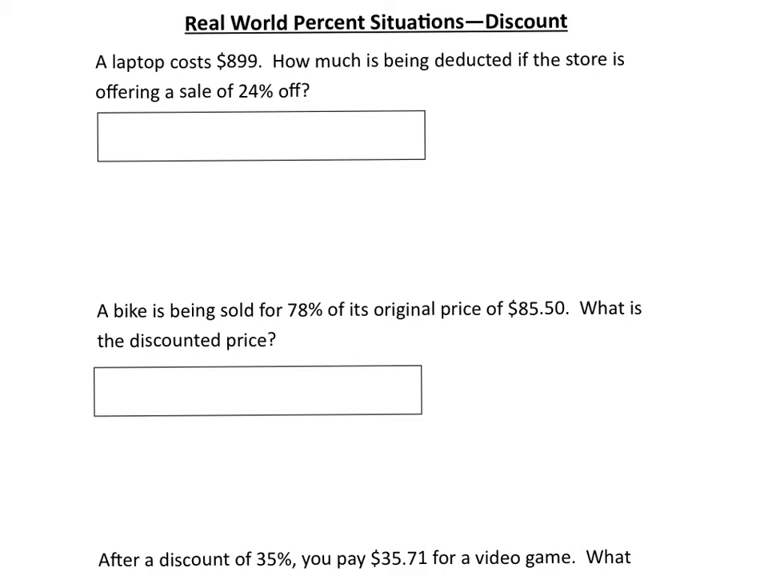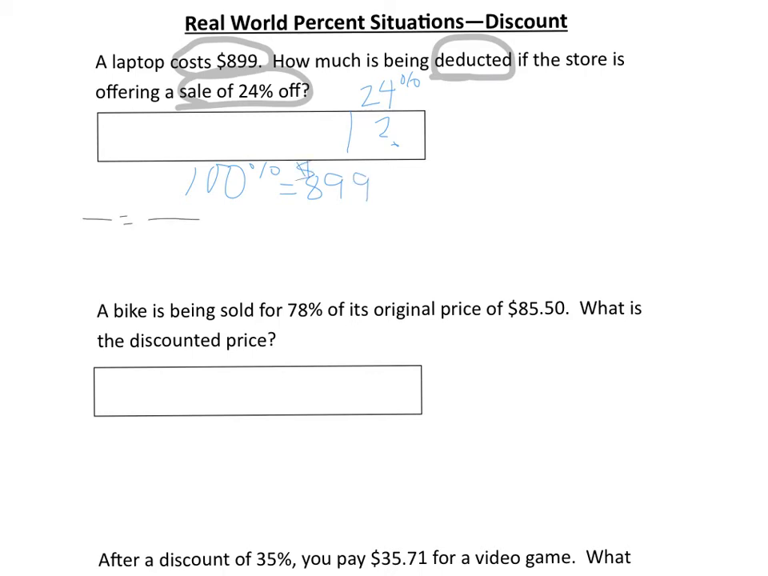Moving on to page 14. A laptop costs $899. How much is being deducted if the store is offering a 24% sale? It costs $899 and we want to know how much is being deducted if there is a sale for 24% off. We know that the bar represents 100%. But in this case, we're being asked about the 24%. This is what we want to know about. Therefore, we know 100% is $899.